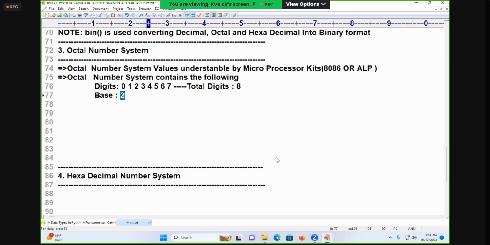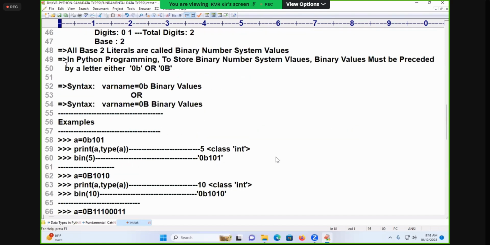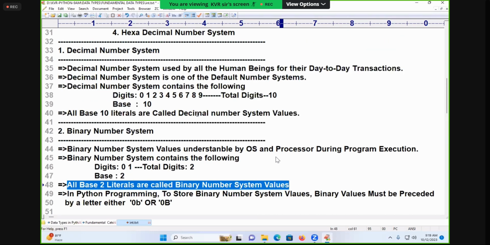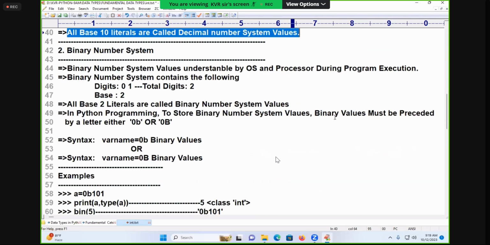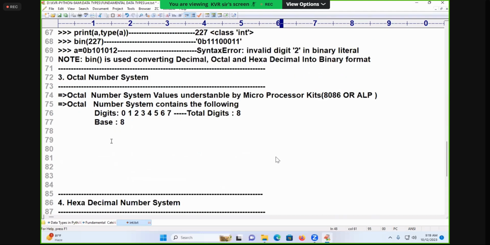The base here is called what? 8. So base 2 literals are called what here? Binary. Base 10 literals are called what? Decimal. Here base 2 literals are called binary. Now, base 8 literals are called what? Very good. All base 8 literals are called octal. So we can call it the octal number system.